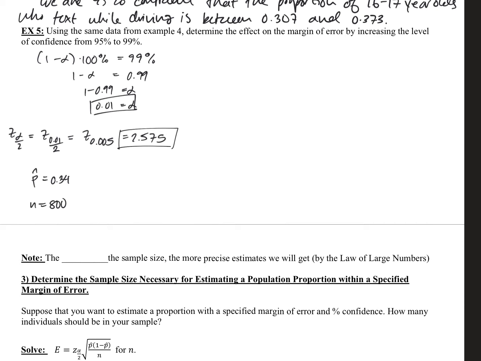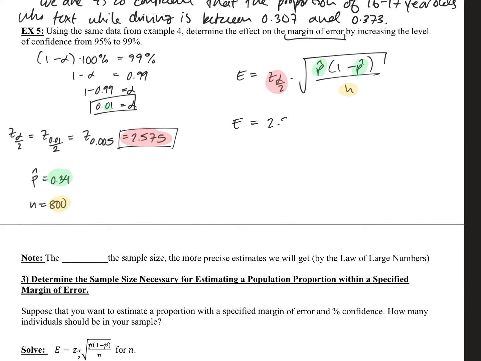So, we're looking for the margin of error, recall? And for the margin of error, we're going to use the formula: z alpha divided by 2 times the square root of p-hat times 1 minus p-hat divided by n. Let's go ahead and color code these values so we see where they're going. So here's our z value, and then our p-hat.